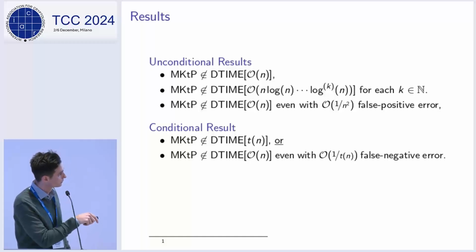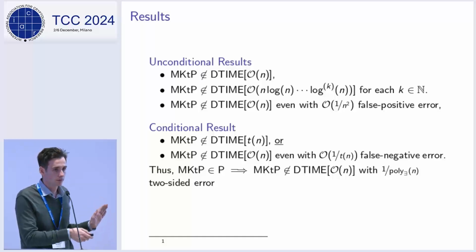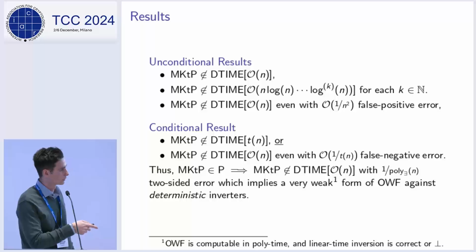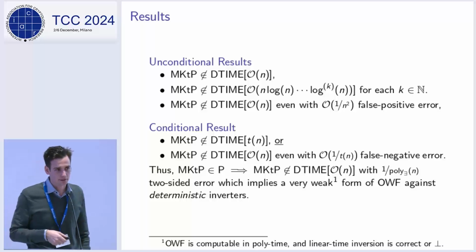And for the crypto conference here, I also included a consequence, namely, if MKTP is in P, then there's some weak notion of a one-way function against deterministic algorithms, against deterministic inverters. Okay, and that's it essentially.